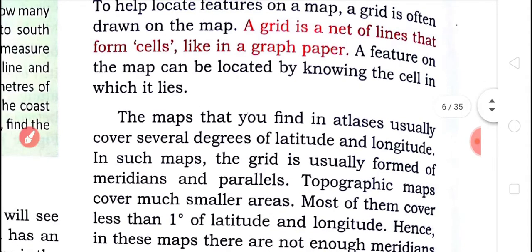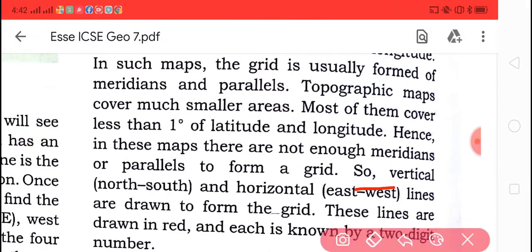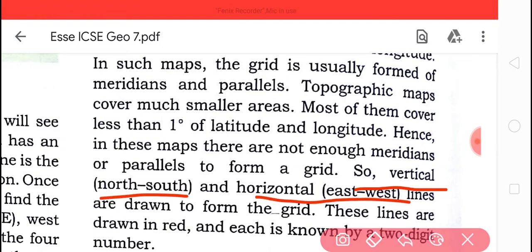A map that you can find in an atlas usually covers many degrees of latitudes and longitudes. In such a map, the grid is usually formed by meridians and parallels. Topographic maps cover much smaller areas. Most of them cover less than 1 degree of latitude or longitude. Hence, these maps do not have enough meridians or parallels to form a grid. So, the vertical lines north-south or horizontal lines east-west are drawn to form a grid.